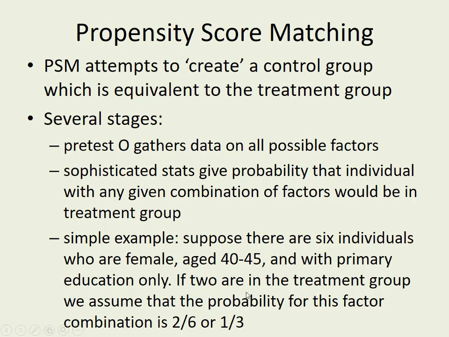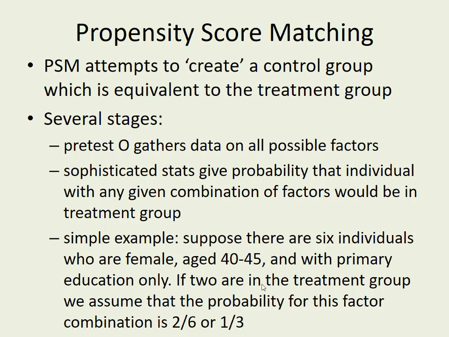So for example, suppose that in that community as a whole, there are 6 individuals who've got this combination of things. Like they're female, they're in the 40 to 45 age range, and they've only got primary education. If there's 6 people that are in that particular little box, and 2 of them have got into the treatment scheme, whatever it is, then you can assume that for that particular combination of factors, the probability of getting into the treatment group is about 2/6 or 1/3. So roughly 1/3 proportion have got into the treatment group from that category.